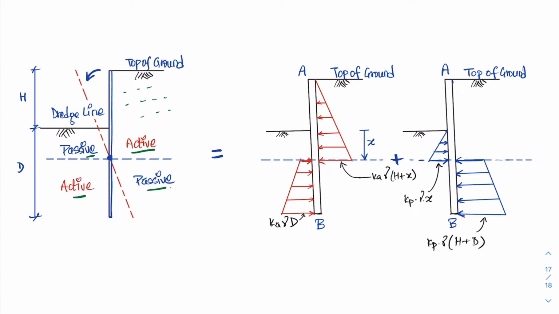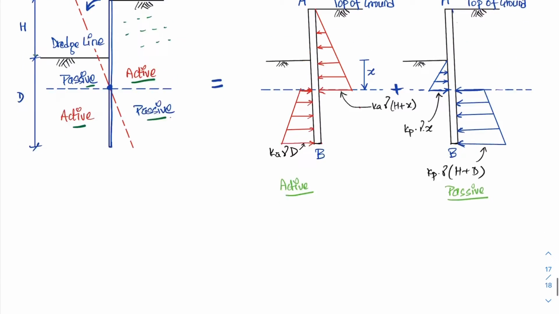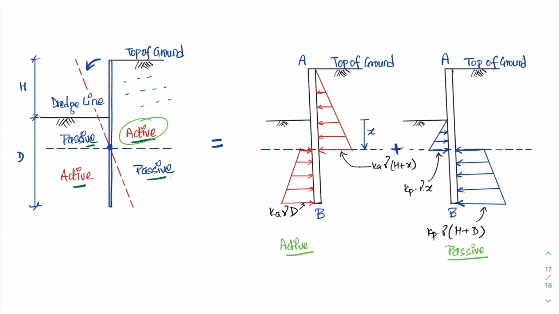Now let's take a look here. On the right side, I've drawn the earth pressure distribution due to active and passive pressure. The first one is the active pressure distribution, and the second one is just passive. I just want to make it more clear by separating both of them. If you look at the active pressure distribution, you can see on the left side we have active on this portion of the soil, which has a depth of h plus x, where h is the depth up to the dredge line from the top of the retained soil.